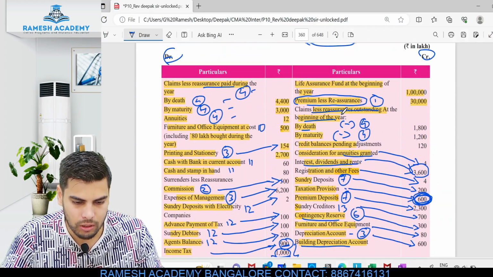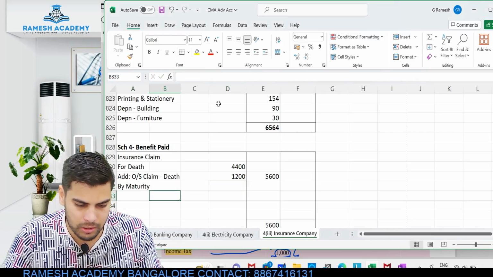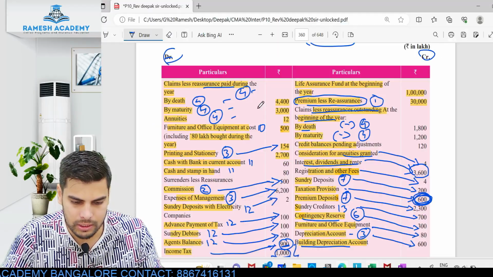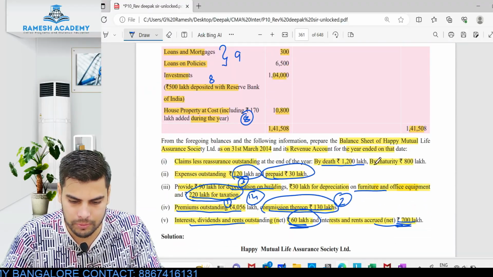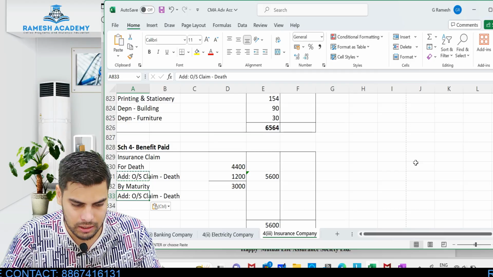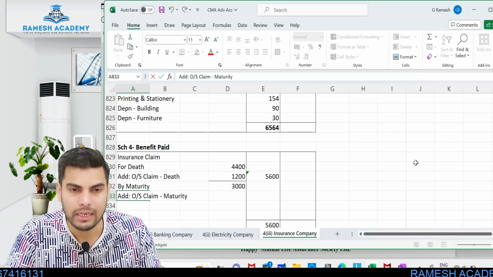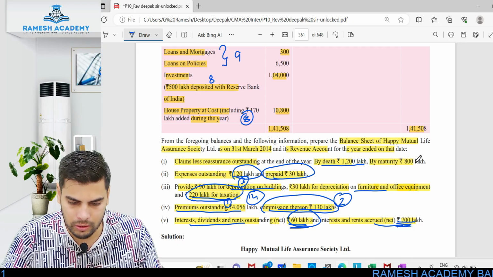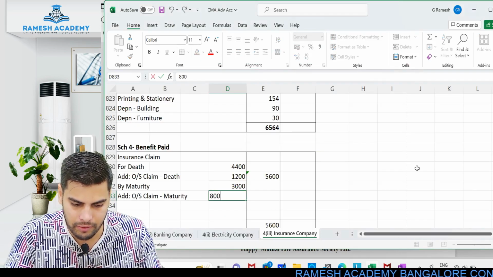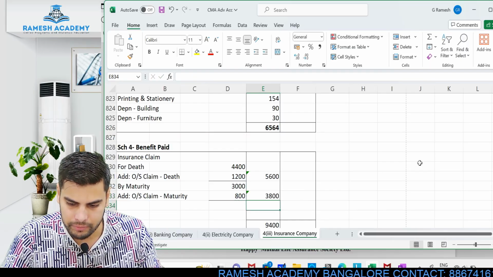In the same way, let's talk about the next thing, by way of maturity. By way of maturity of the policy, how much am I supposed to pay? In the form of maturity, I just need to pay 3000 rupees. Is there any outstanding which I need to pay with respect to maturity? Yes, 800 is what we need to pay, which is still pending. See, life insurance policy, it is not only on the occasion of death, but also on the occasion of maturity we need to pay. So what would be the total? The total would be 3800.